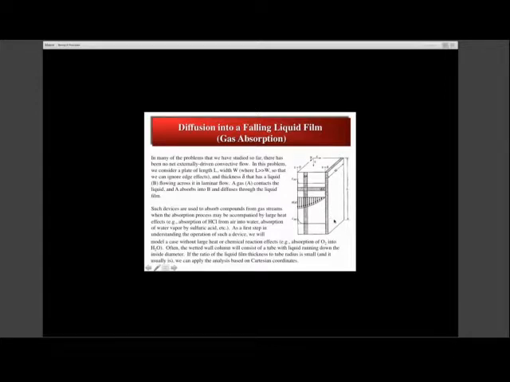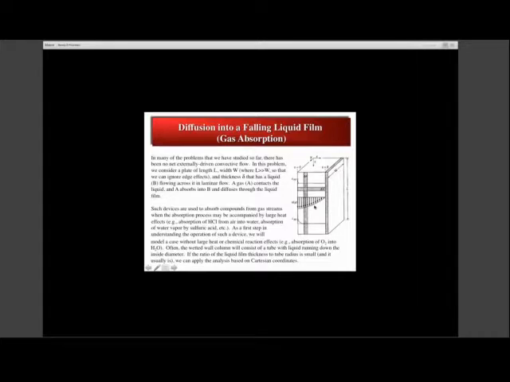Now, you can imagine that this may not be, in fact, a planar device, but this could be a liquid film that is on the outside of a tube. And if the thickness of the liquid layer is small relative to the diameter of the tube, then you get back to this flat plate analysis. And so we're going to have a gas outside of this liquid layer, and the gas will contact liquid B and will absorb into that liquid.